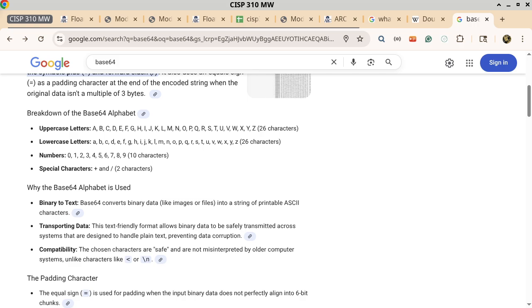Base 16 is uppercase or lowercase. I don't think it's case sensitive. With base 16, it is not. But base 64 is case sensitive.